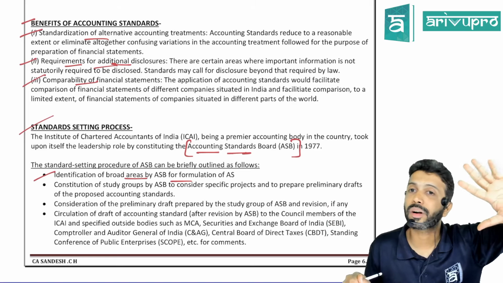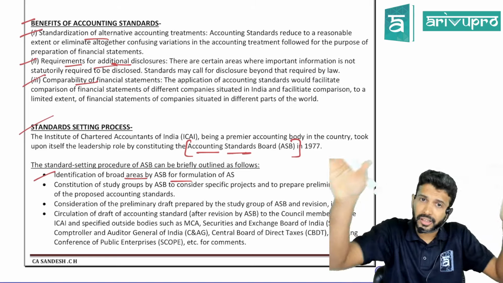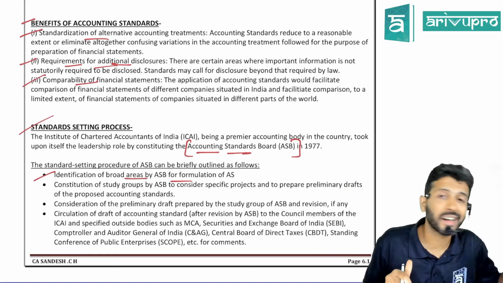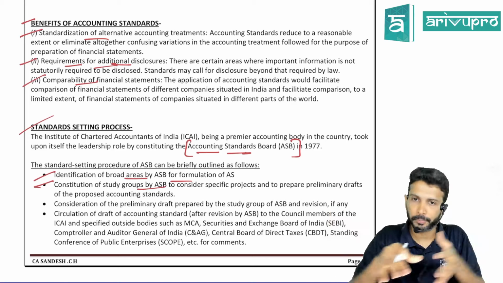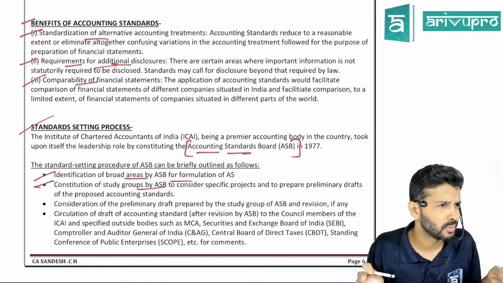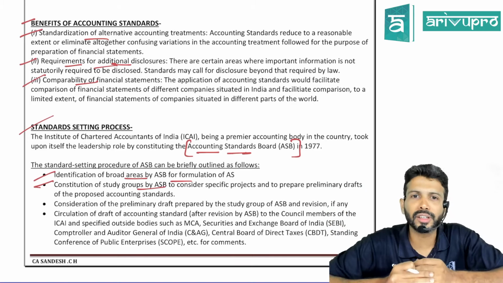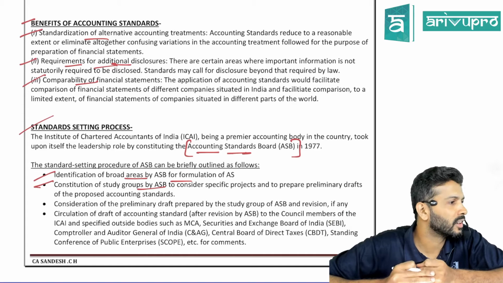So what did I say here? ASB will decide for which area an accounting standard is required. And then they will form a study group. ASB also will have many members. All the members, if they come together, they say too many cooks will spoil the dish.